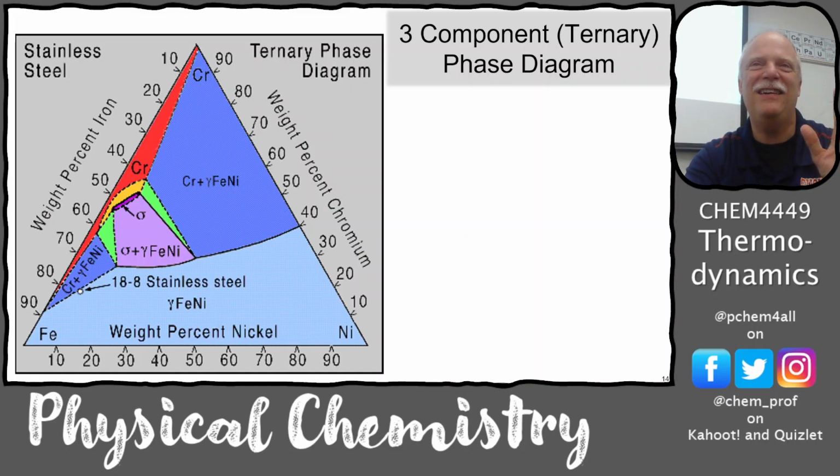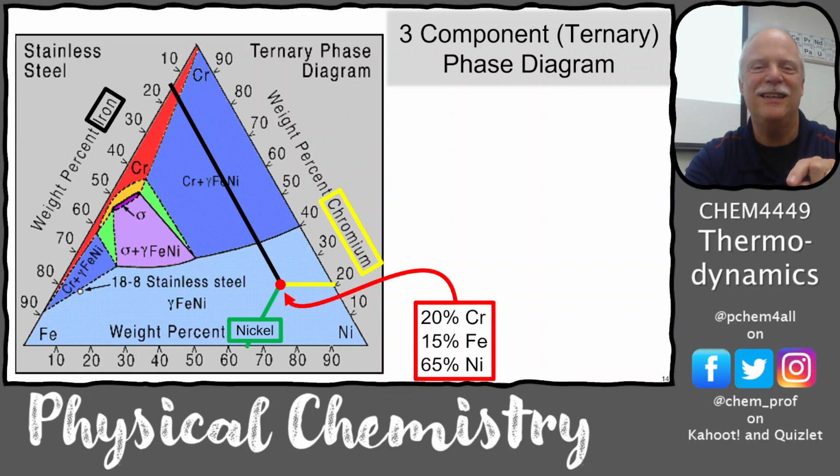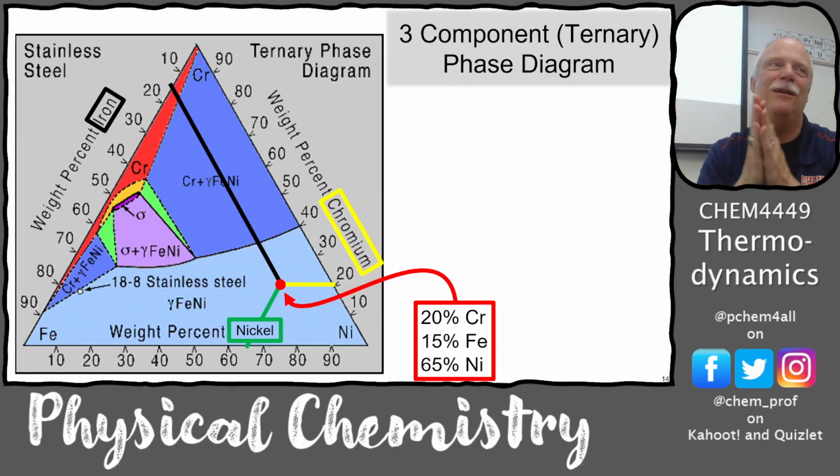This one I'm not going to require you to really figure out, but I've gone ahead and shown you at this point right here, that's 20% chromium, 15% iron, and 65% nickel, and it all adds up to 100%. So it's pretty cool stuff, and that's pretty complex. Nickel, chromium, and iron form all of these compounds, and that's where we have stainless steel and all these different kinds of steels and everything. So it gets really complicated, and it's really fun.